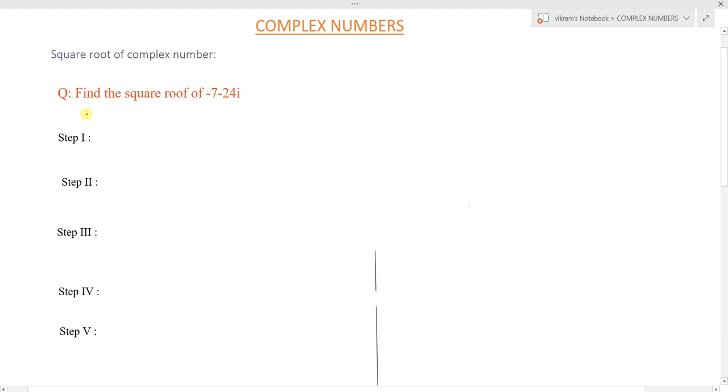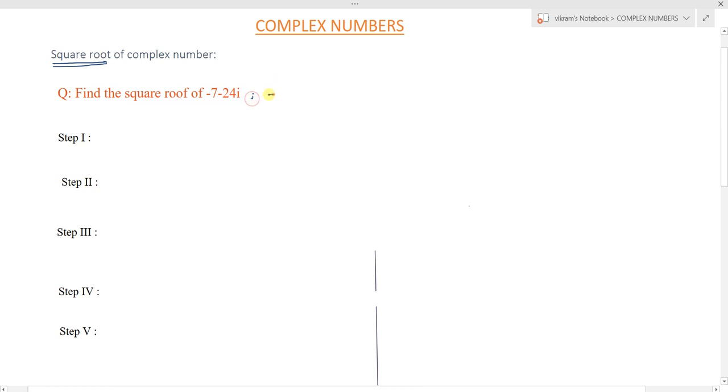Hi students, in this lecture we are going to learn how to find the square root of a complex number. First I will explain with the help of an example, then we will go for the general summarization of the square root of a complex number. Here the question is: find the square root of minus 7 minus 24i.